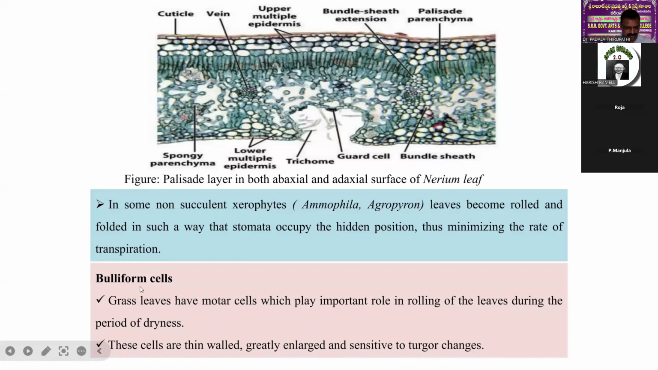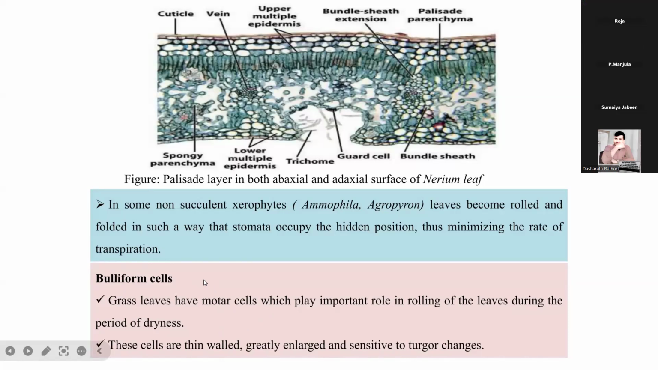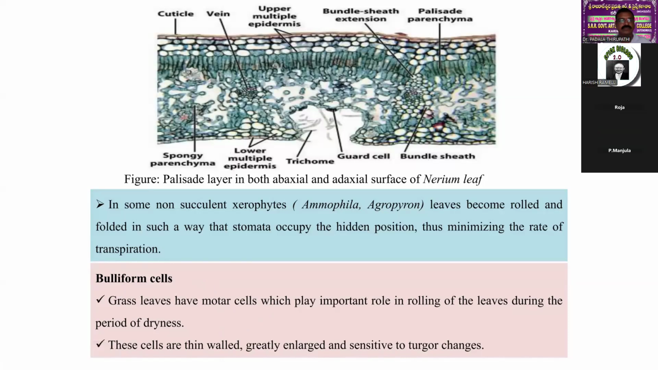So this is also a special character. Generally, we observe these bulliform cells in grass leaves. The main function of these bulliform cells is that during dry conditions the motor cells fold inward to prevent transpiration.